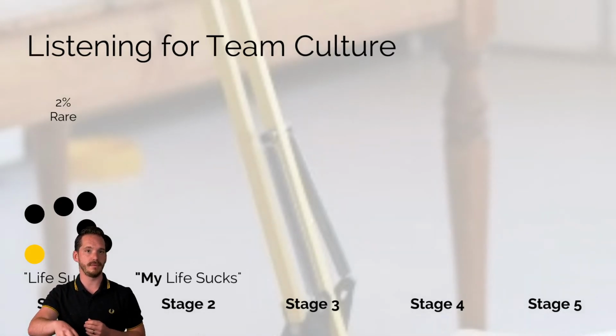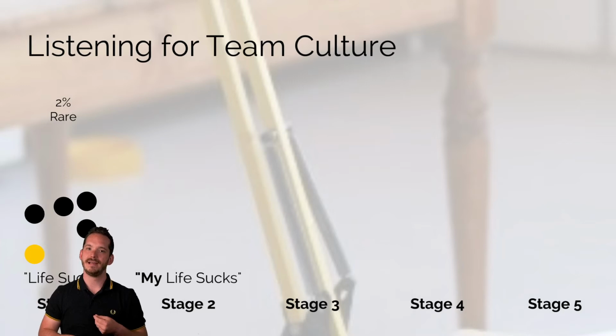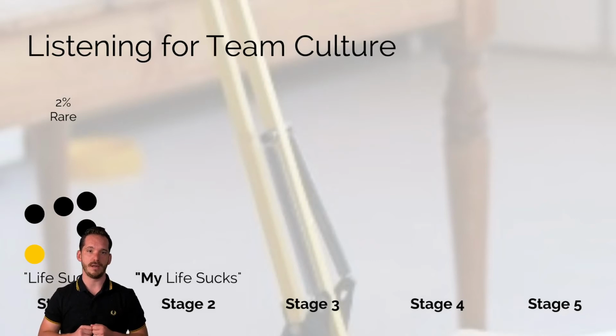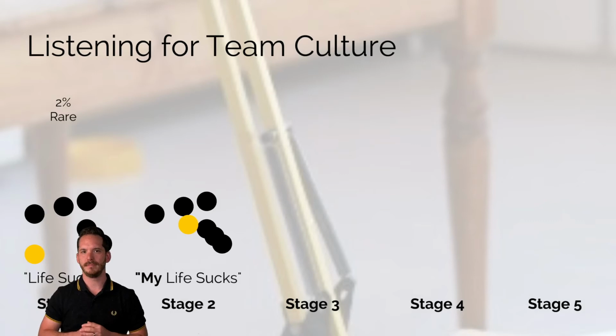Otherwise, most of the time you're going to find stage 2. My life sucks. They understand that other people's lives don't suck, right? They understand that it's actually them. They normally blame somebody else. If you're listening for blame culture, it's normally because their manager's at stage 3 and they're blaming their manager for whatever reason. It's always their fault. Now they're in the team, but they're not part of the team. They're kind of like an individual that just sort of sits around.